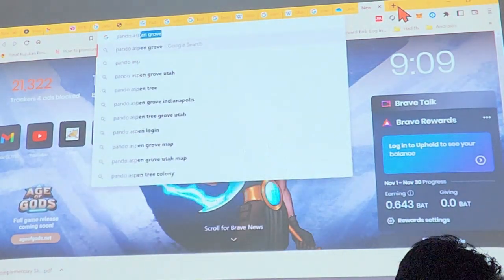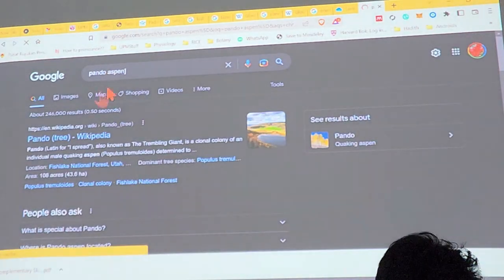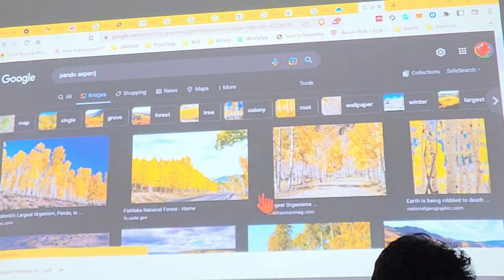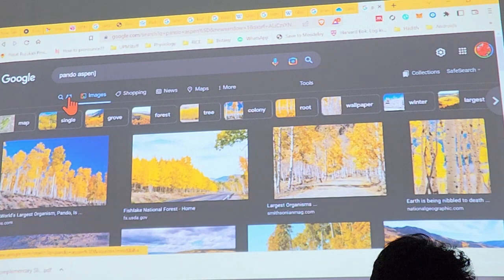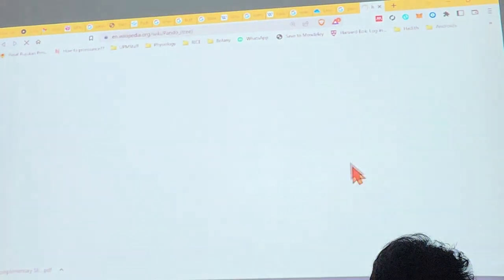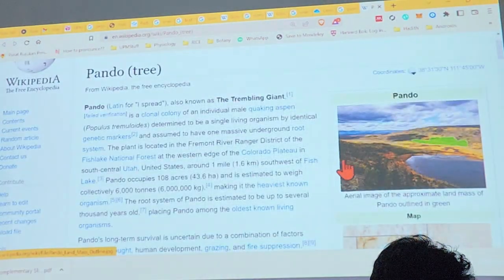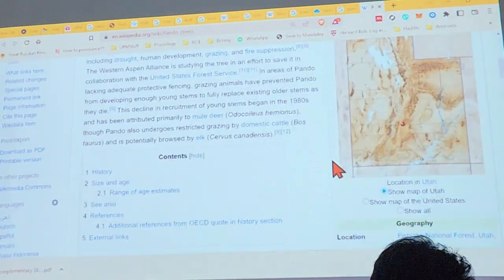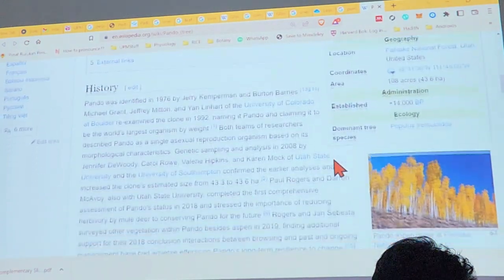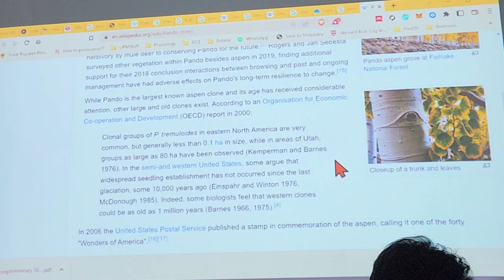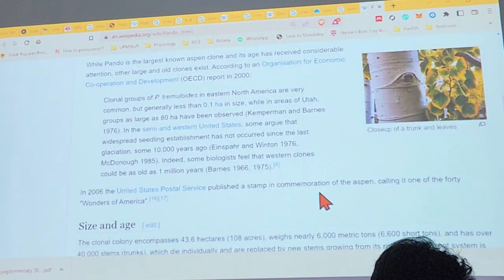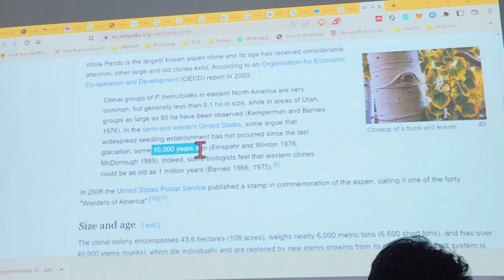Pando aspen. Oh, yeah. This thing. It's an aspen. It's a tree, pando. Let's see, how old is that? Look at this. Look at the age.